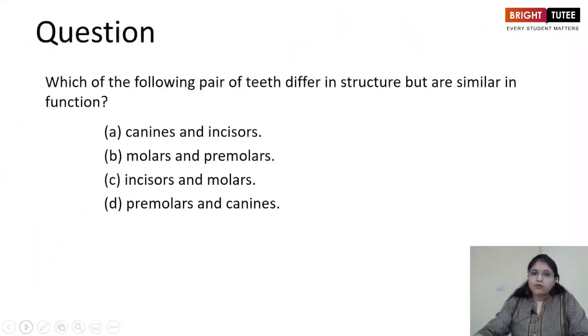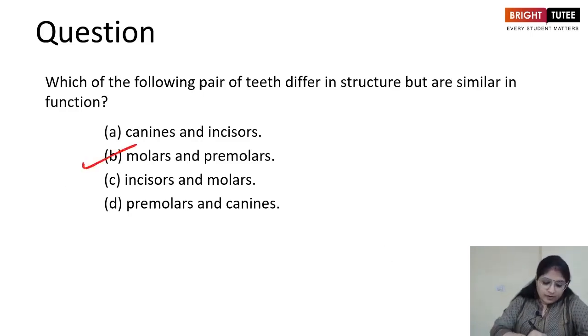Now, let's look at the first question. Which of the following pair of teeth differ in structure but are similar in function? So, we've seen that there are basic three functions of the teeth. These were biting and cutting, then there was tearing, and the third was chewing and grinding. So, there were two types of teeth which were different in structure but the function was same, and those were premolars and molars, right? So, molars and premolars is the answer to this question. These are the chewing and grinding type of teeth.